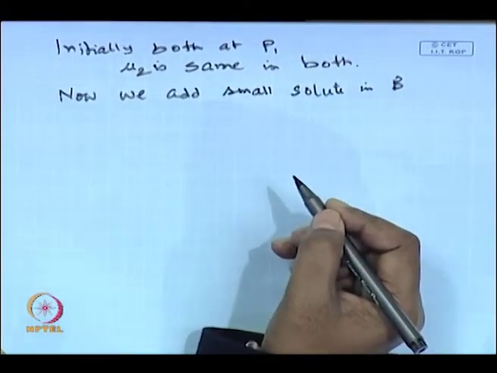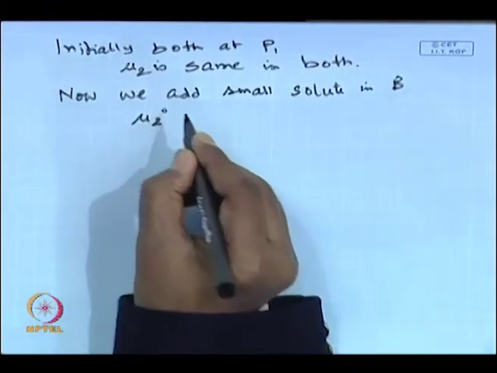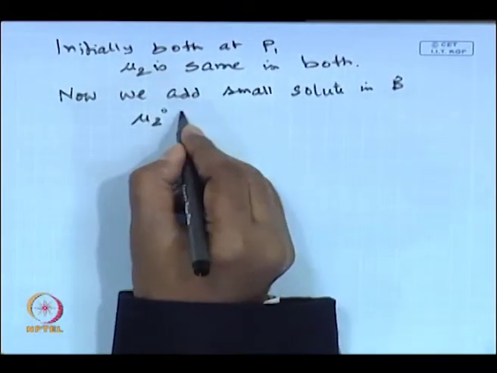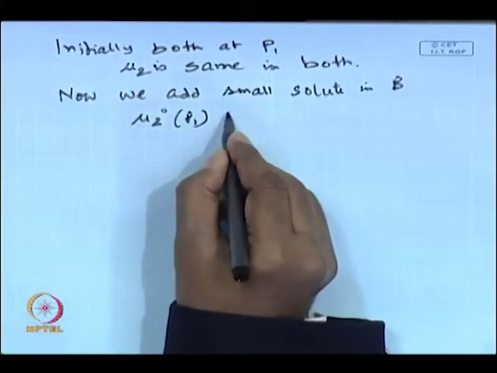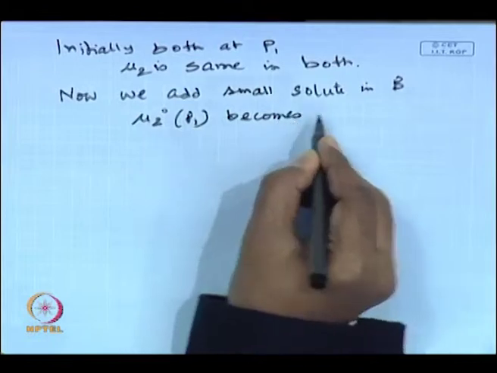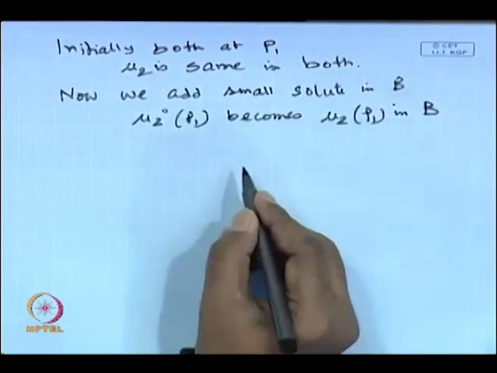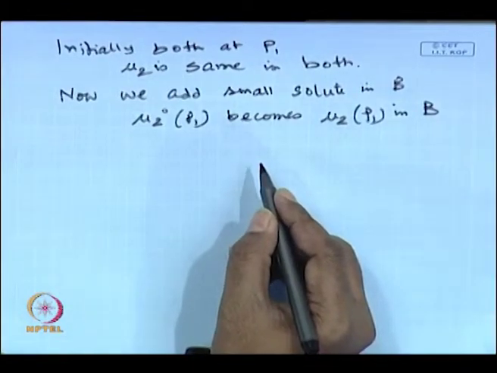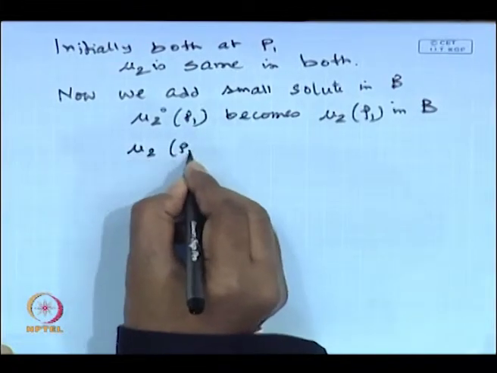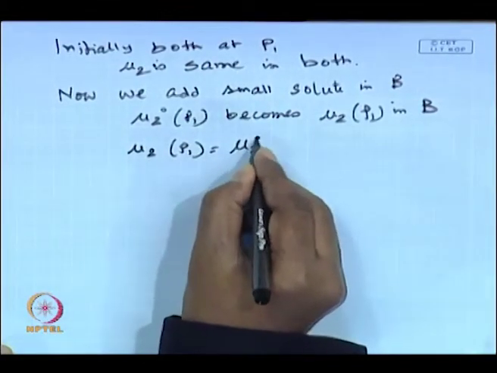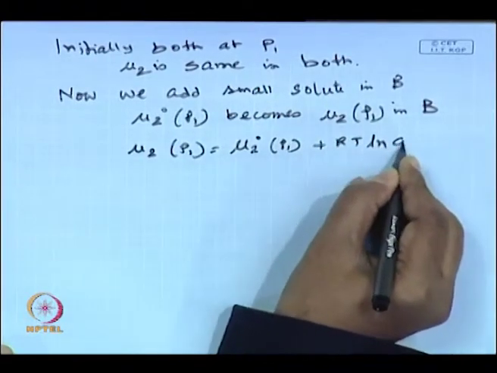Now, it is no longer a pure solvent, it becomes a solution, and mu 2 naught at P1, because it was pure solvent, becomes mu 2 at P1 in chamber B. We still keep the pressure P1 in chamber B. Now, mu 2 at P1 becomes mu 2 naught at P1 plus RT ln A2.